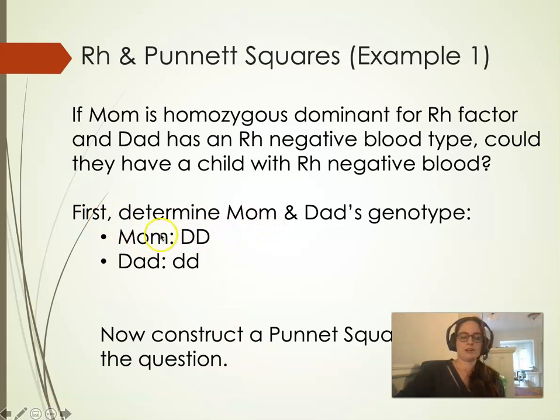Now, mom is Rh positive, and for some reason we know that she's homozygous dominant for Rh. So again, if we didn't already have that information, if it weren't written down, we could go to her parental generation. But we happen to be given that mom is homozygous dominant for Rh. So she has capital D, capital D. Dad is Rh negative, so he has the little d, little d. Okay.